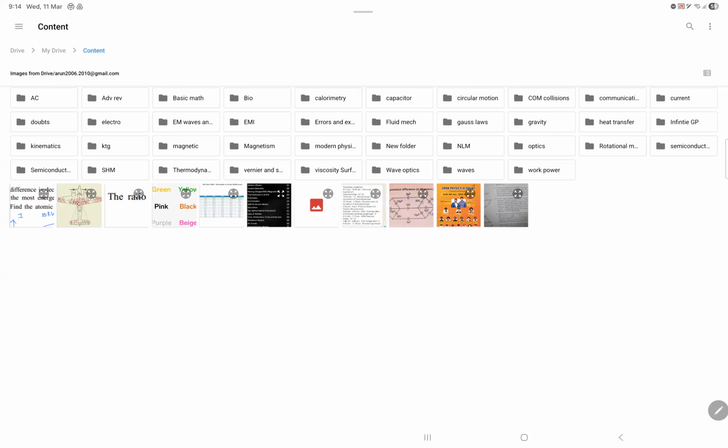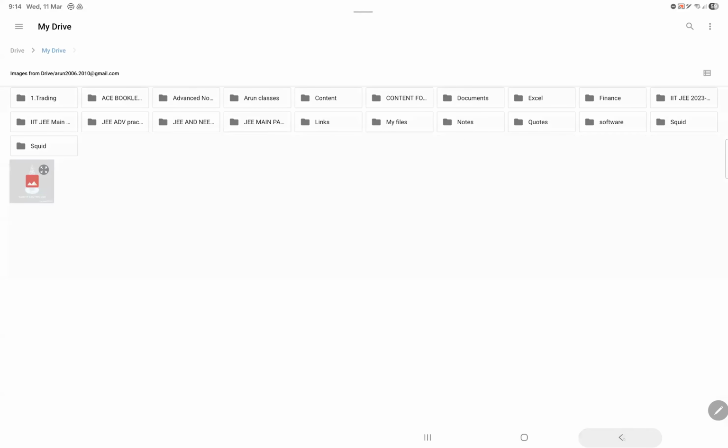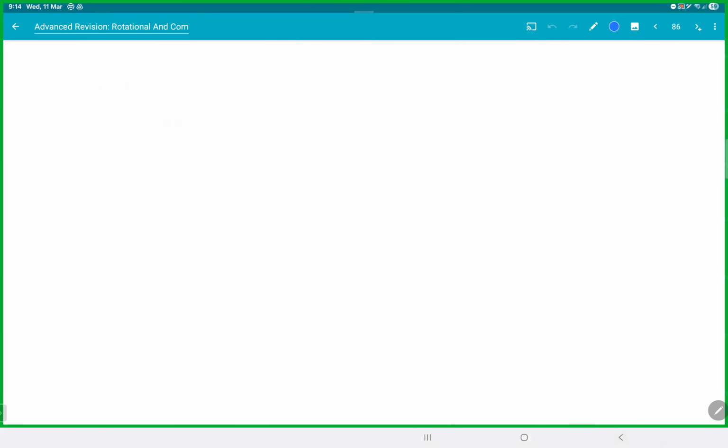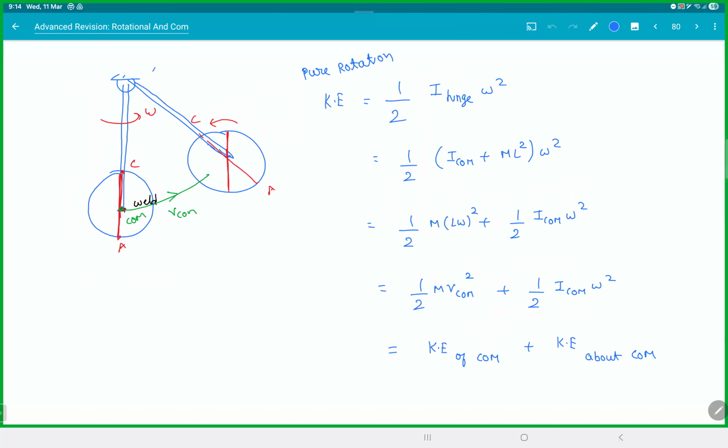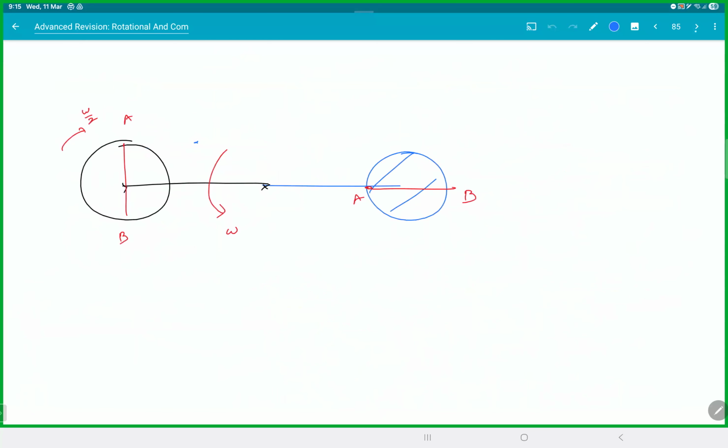This will take time to refresh. I'll post it. Okay, that was one. Okay, translation and rotation. Just go through that again, right? Because you can ask this problem in SHM, you can ask this in rotational mechanics. So 2 ways you can play around.